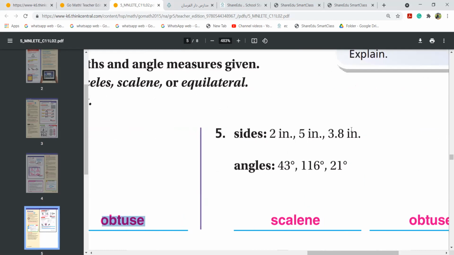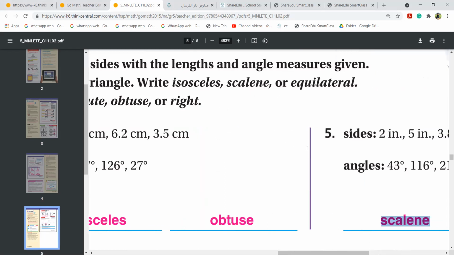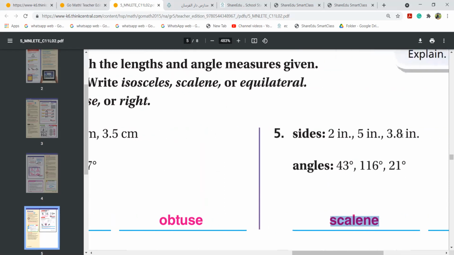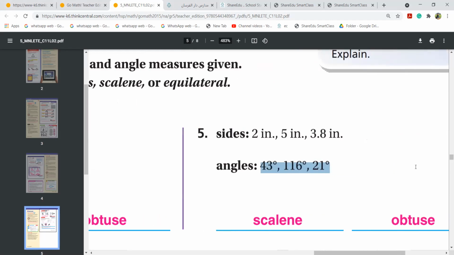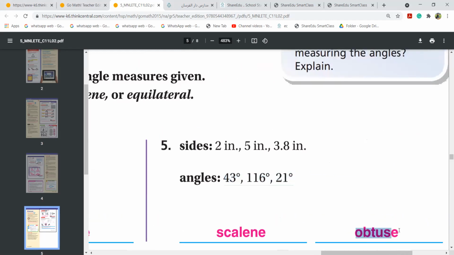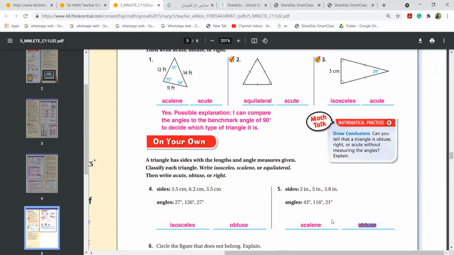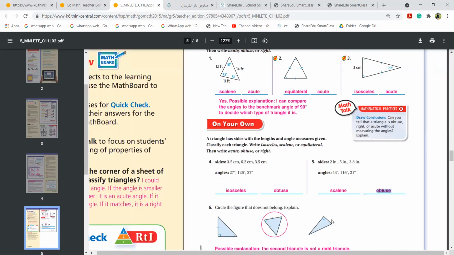Now 2, 5, 8. 2, 5, and 3. Is anything the same here, Jury? No. That means it is scalene. If two are the same, it is called isosceles. If all are different, it is called scalene. Now check the angles. Anything more than 90? 160. So your answer has to be obtuse. Now did you get it, Jury? Yes. Alhamdulillah.